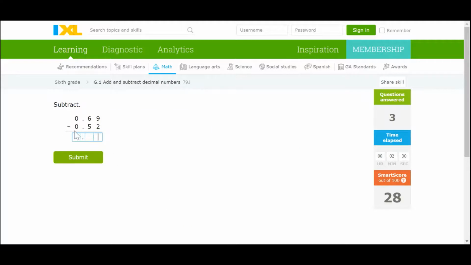So now here we're supposed to subtract. 9 minus 2 equals 7. And then 6 minus 5 equals 1. And then they already brought down the decimal for us. And then 0 minus 0 equals 0.